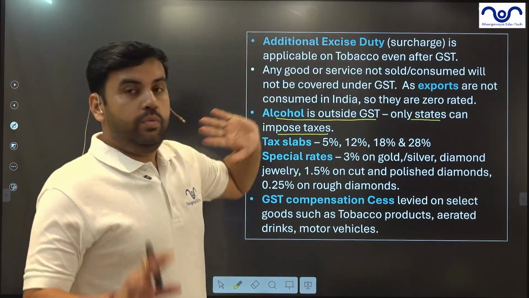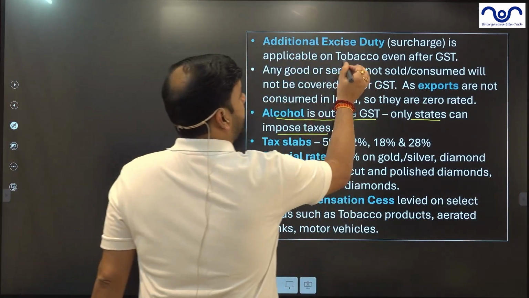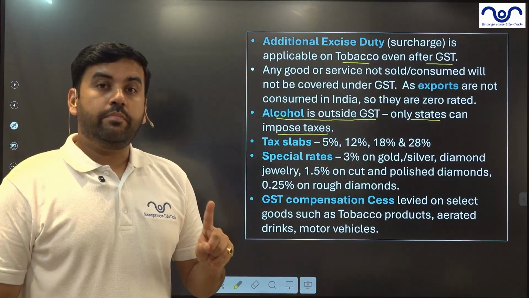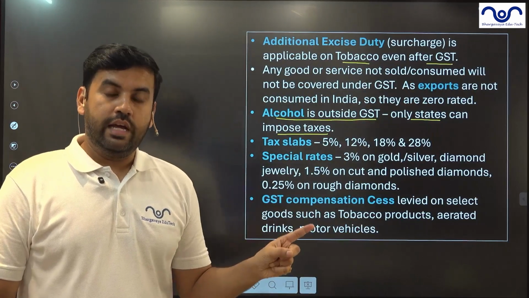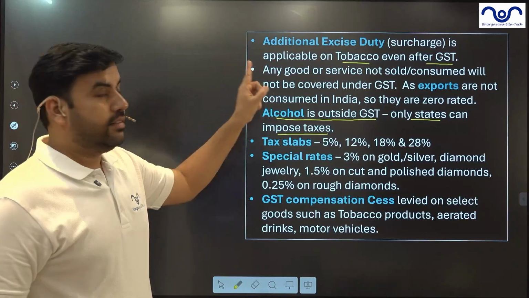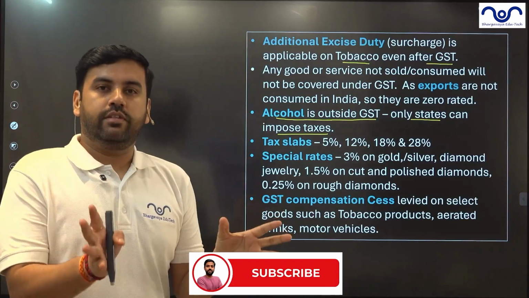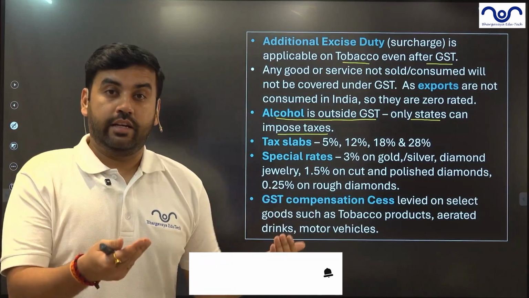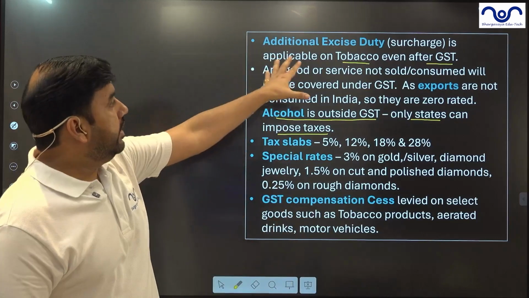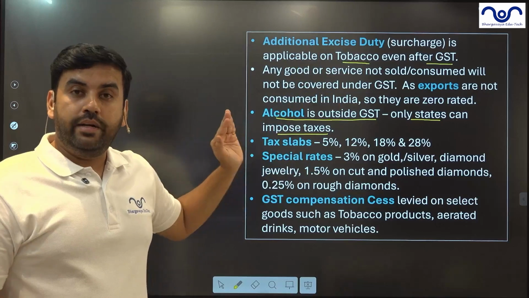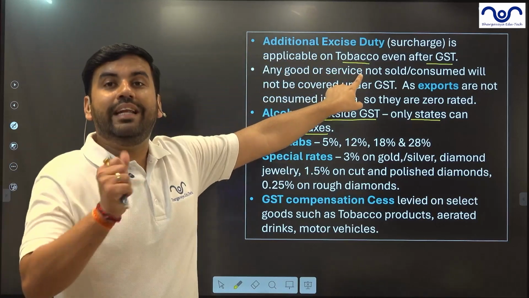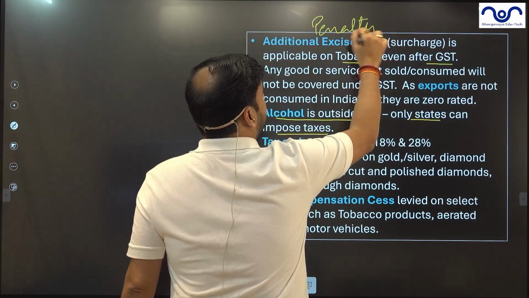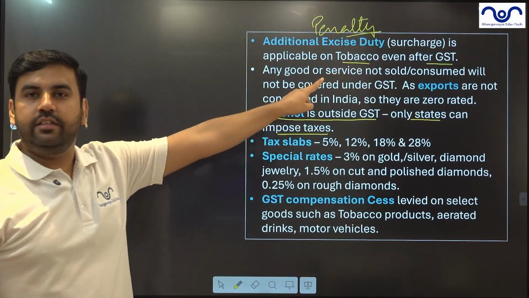Additional excise duty, what is that? It is applicable on tobacco even after GST. Now, government has not named this as a surcharge. They are calling it additional excise duty, and this is kind of a surcharge. It is not a surcharge, it is kind of a surcharge. Surcharge directly they cannot impose. So additional excise duty basically means that government can impose a kind of a penalty. So this is kind of a penalty which government imposes after the GST.